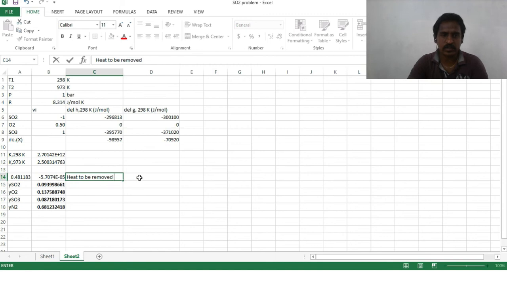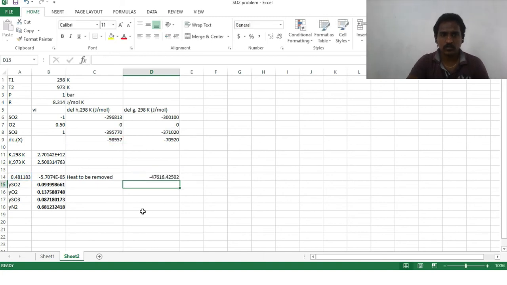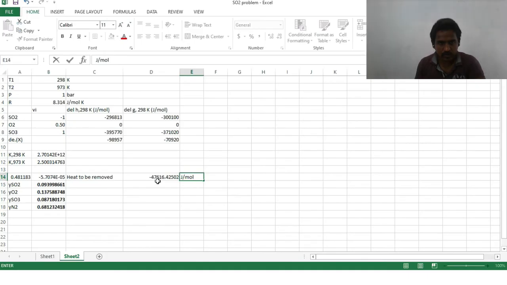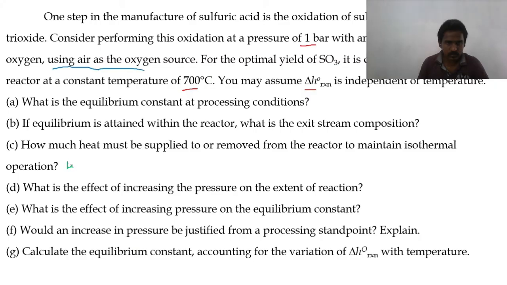Therefore, the heat that should be removed can be written as follows. Since it is isothermal, whatever heat is evolved should be removed. Therefore, the heat to be removed will be the equilibrium conversion multiplied by the heat of reaction. So this is the amount of heat that should be removed from the system. Therefore, the answer for this question is 47.616 kilojoule per mole.